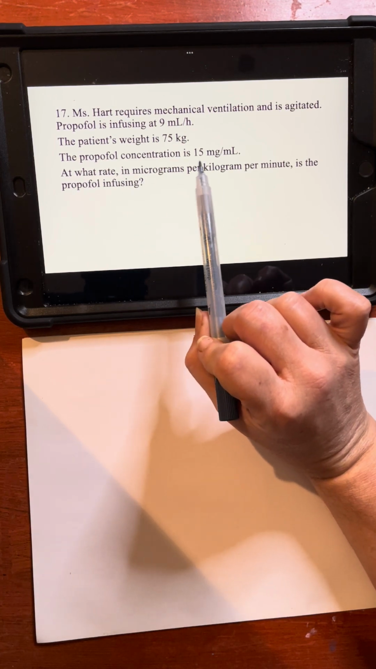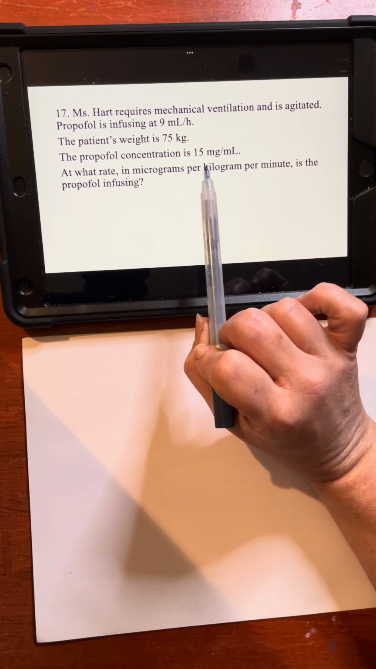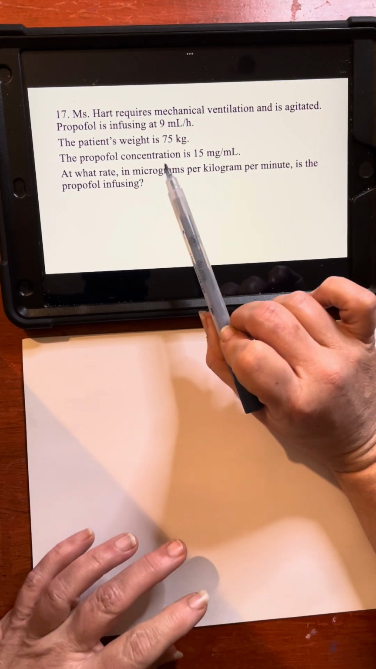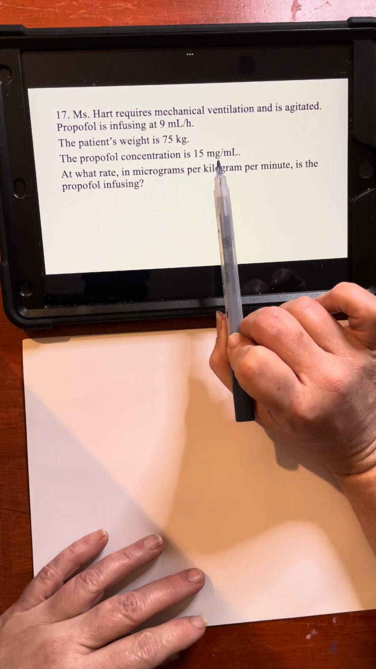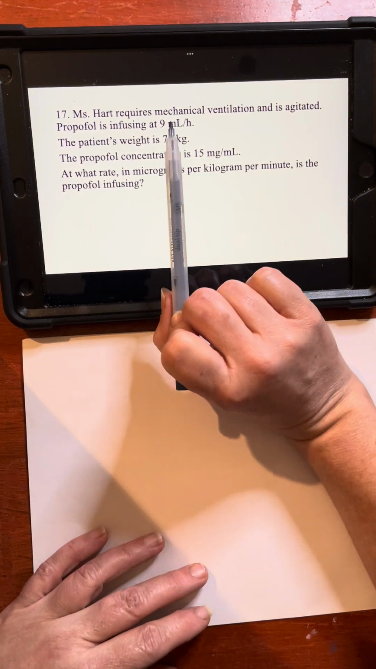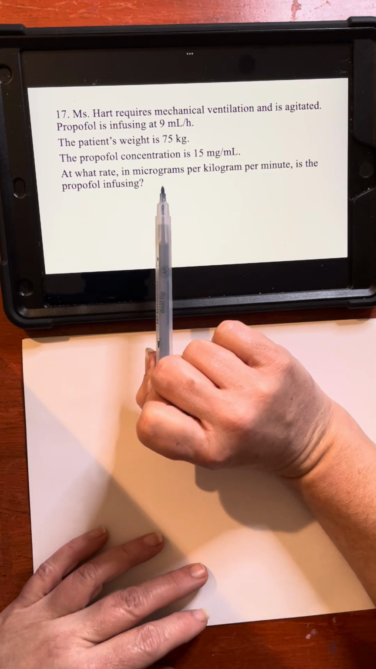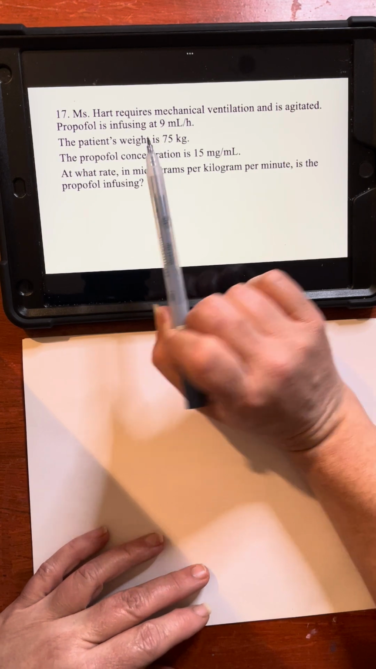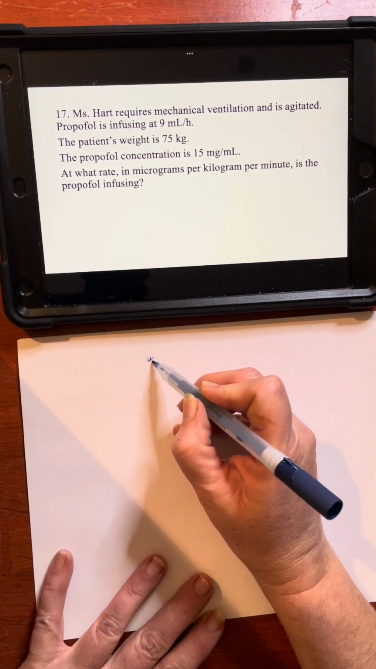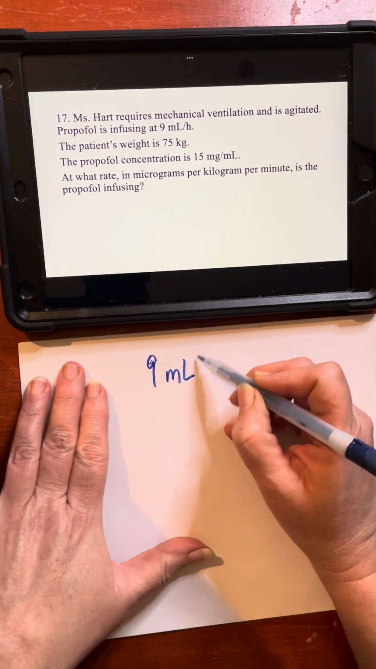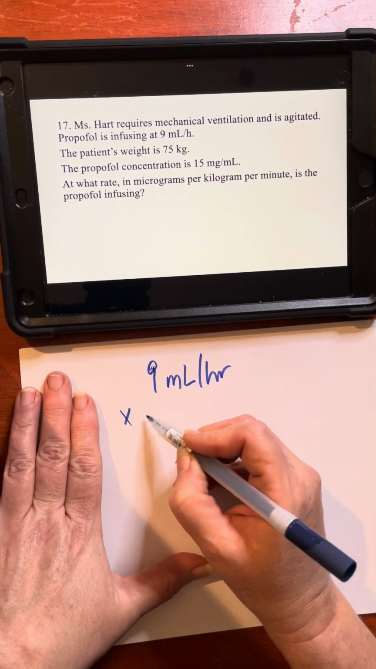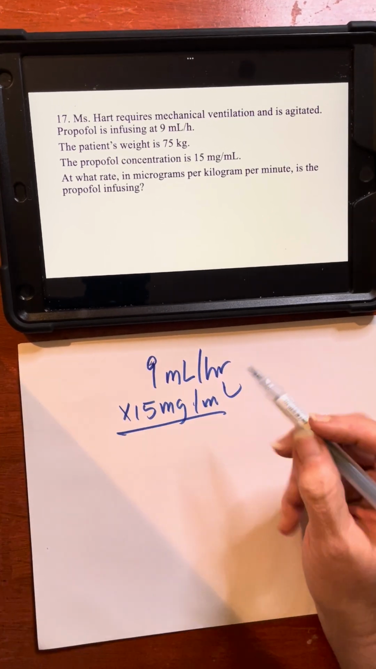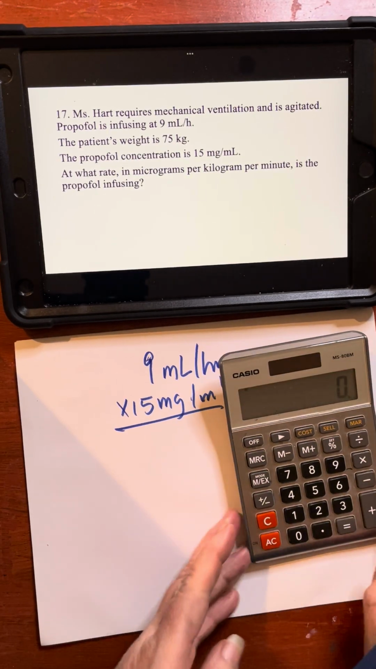Now, at some point in this, we're going to have to change these milligrams to micrograms. You can either do it now or you can wait. But if we know that the concentration is 15 milligrams per milliliter, and it's going at 9 milliliters an hour, don't you think we need to do a little multiplication right there? Right. So if it's 9 milliliters an hour times 15 milligrams per milliliter. Get your handy dandy calculator and let's do it.